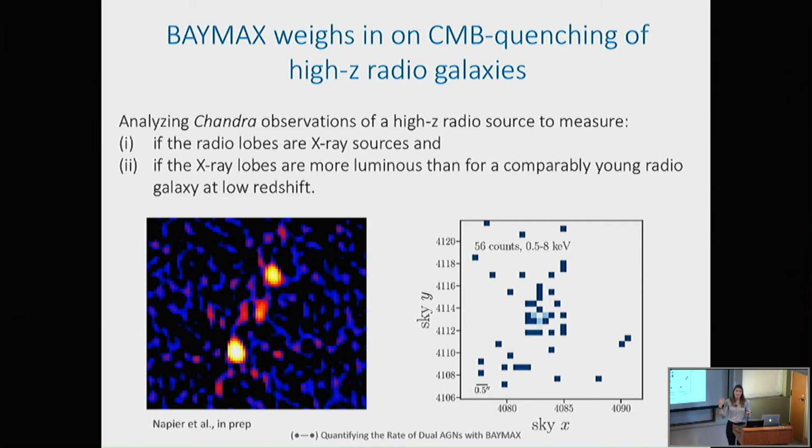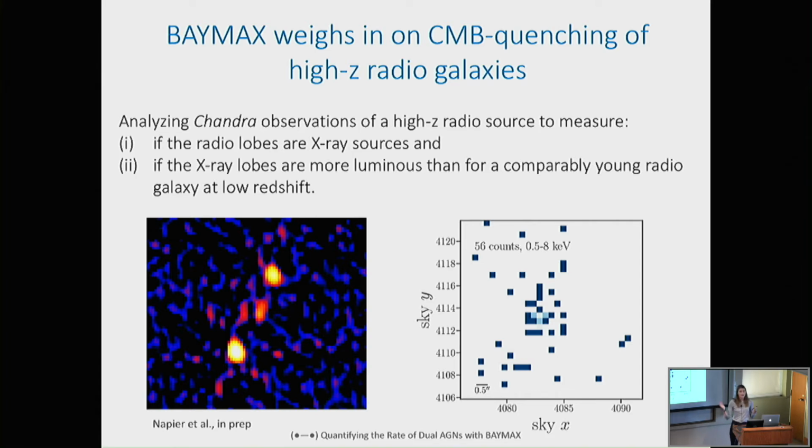One of the questions that Kate had was, are the lobes emitting in X-rays as well? And if they are, what is the X-ray luminosity? So when you look at the Chandra image of the source, because you only have 56 counts, it's very hard to tell whether there's any sort of extension, and if there is, if it has the same position angle as the radio observation. So I ran Baymax on the Chandra observation.